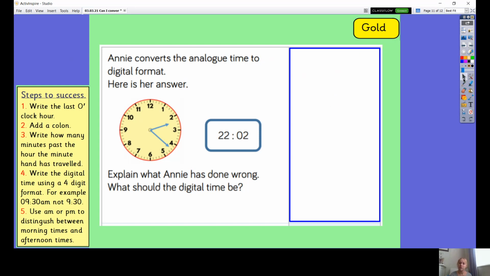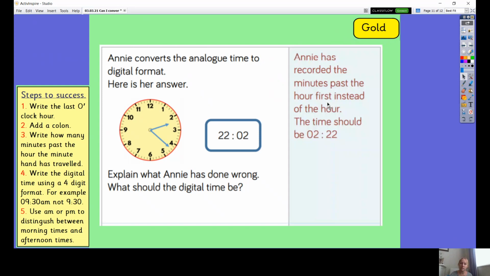Okay, and we will have a look at the answer here. So she's recorded the minutes past the hour first instead of the hour. So the time should be 02:22. So you can see she's got them the wrong way around. She's put the hour here and then the minutes there. So she did the minutes first and then the hour. And we can see from our steps to success that you write the hour time first. So what time it was the last o'clock time, which in this case it's gone past the 2. So that 02 should have been at the start and the 22 at the end. Okay, so that's what she's done wrong.